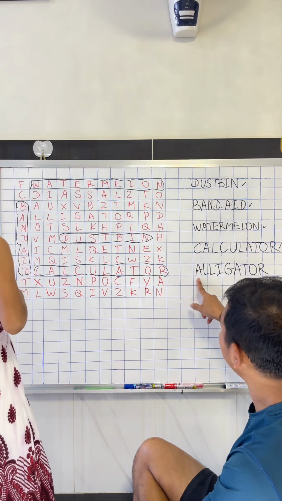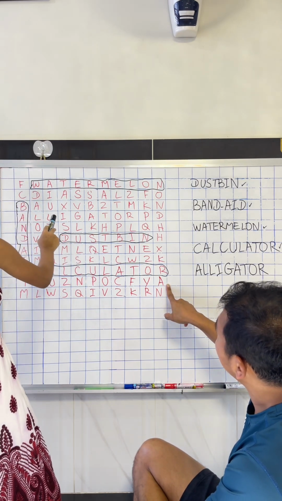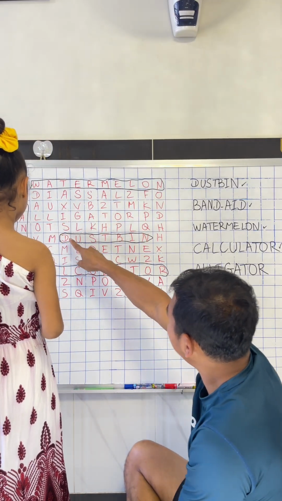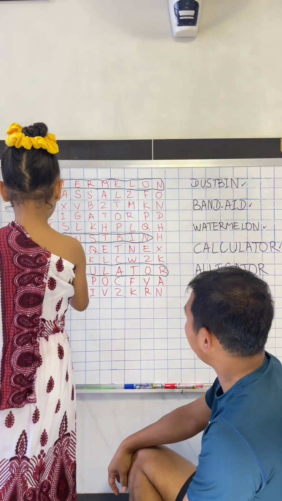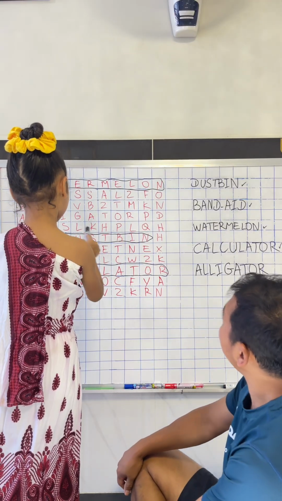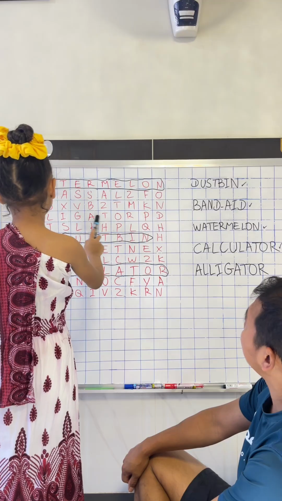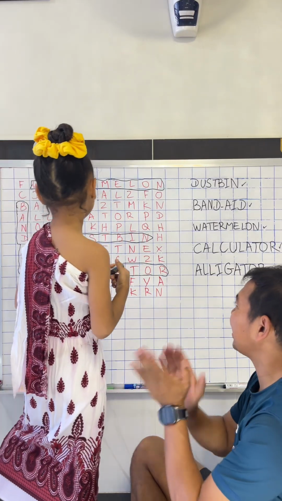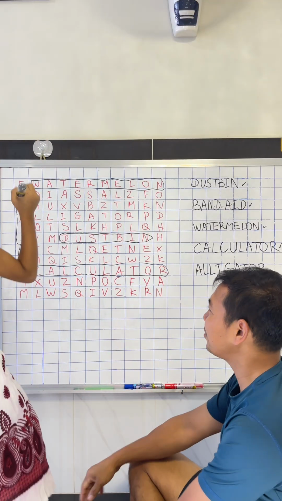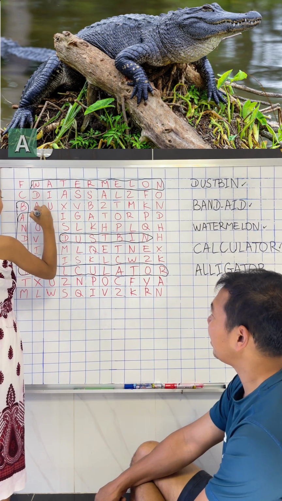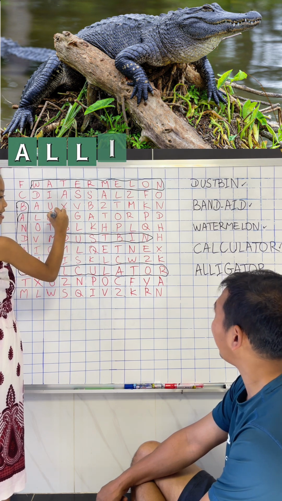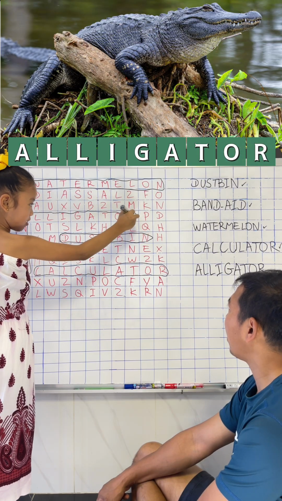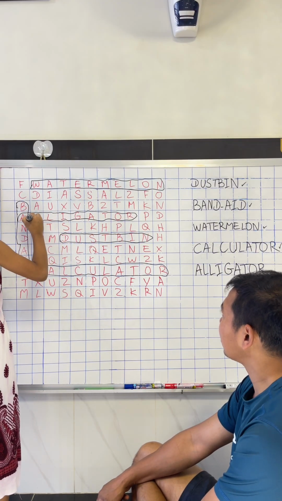Maybe start from letter A, you find A. No. A. No. A L. Where? Alligator. Is this one? Is this one? Where? This one. Okay, correct. So you call it A L L I G A T O R. We found it all.